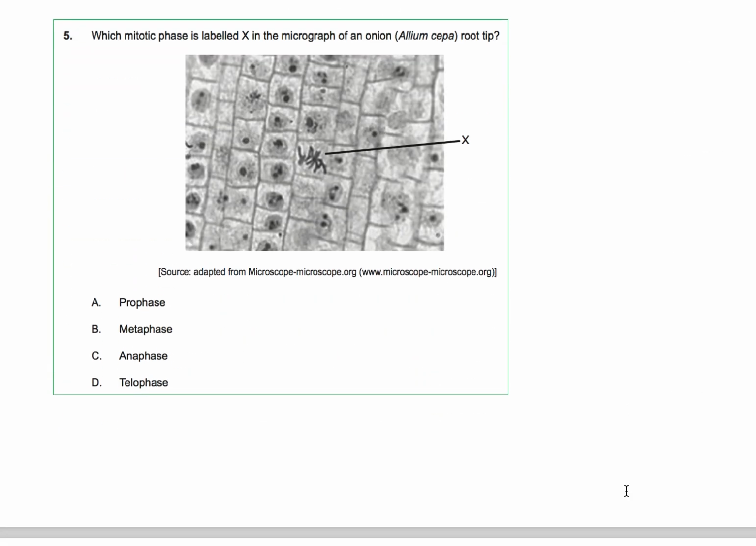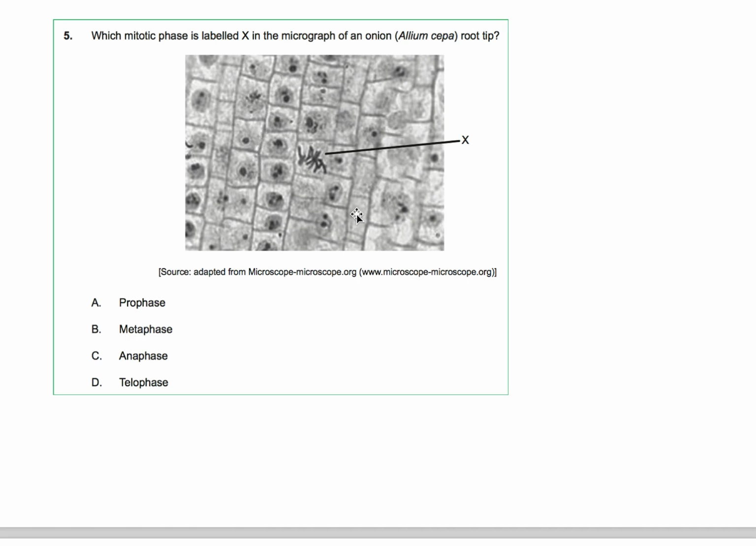Next. Which mitotic phase is labeled X in the micrograph of an onion root tip? Basically, this doesn't matter, onion root tip. All they're saying is they're using a living organism and they're looking really, really close with a microscope. Okay, and this is what they see.